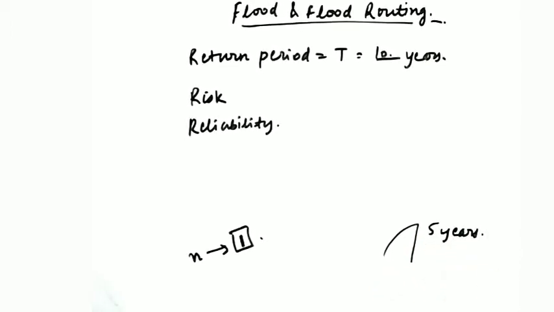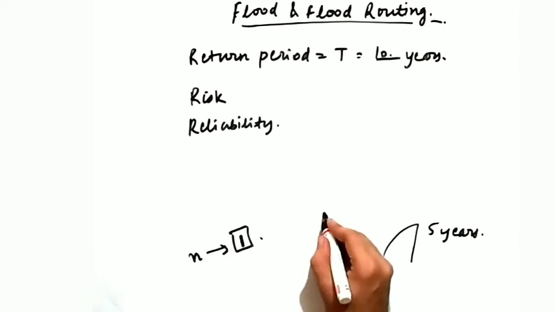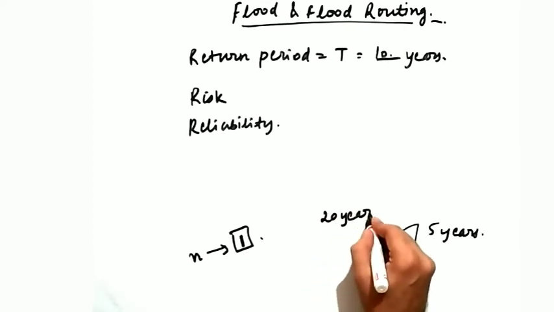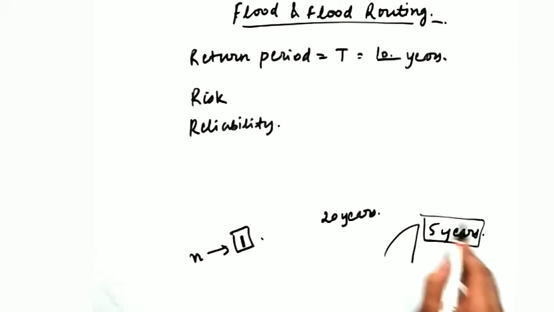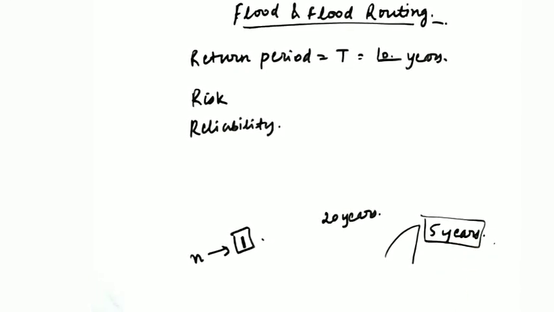Then what is the probability that a flood that has a return period of 20 years will overtop this structure in 5 years? Then you can calculate the probability of this. But if I ask you what is the risk, then how can you define the risk?